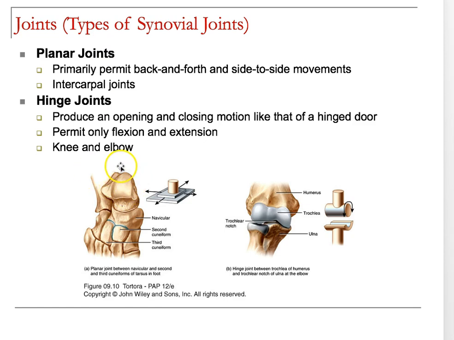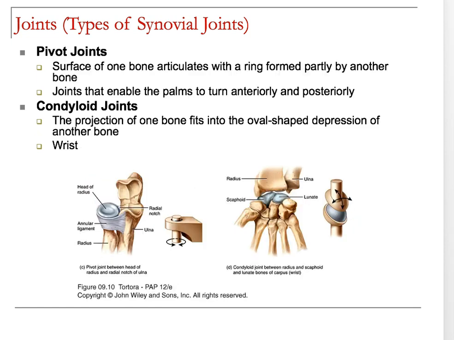Planar joints or gliding joints are between bones inside your feet, with side to side, back and forth movement. Hinge joints, think about your knee and your elbow. Okay, think about how you did your reflex tests on the knee. How did it move? Remember? It actually hung at 90 degrees. Makes sense? Pivot joints, you actually have the pivoting between articulating bones.